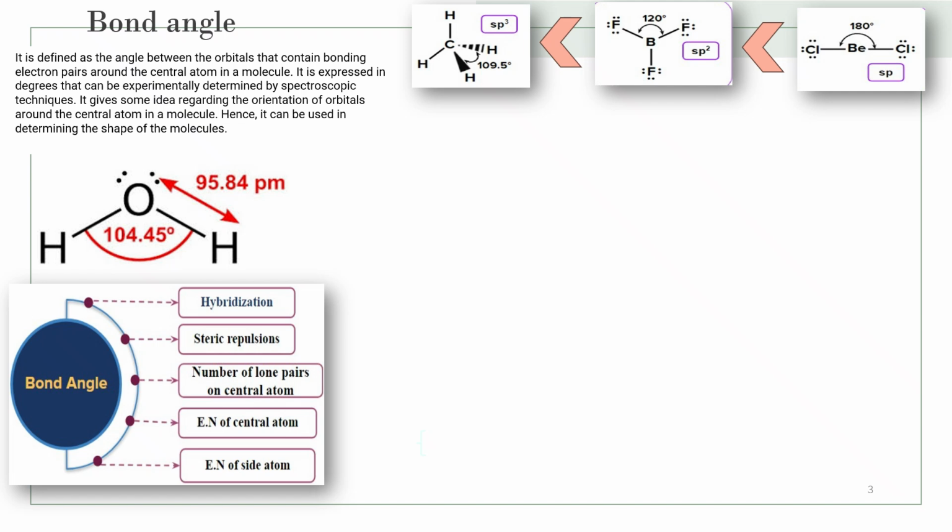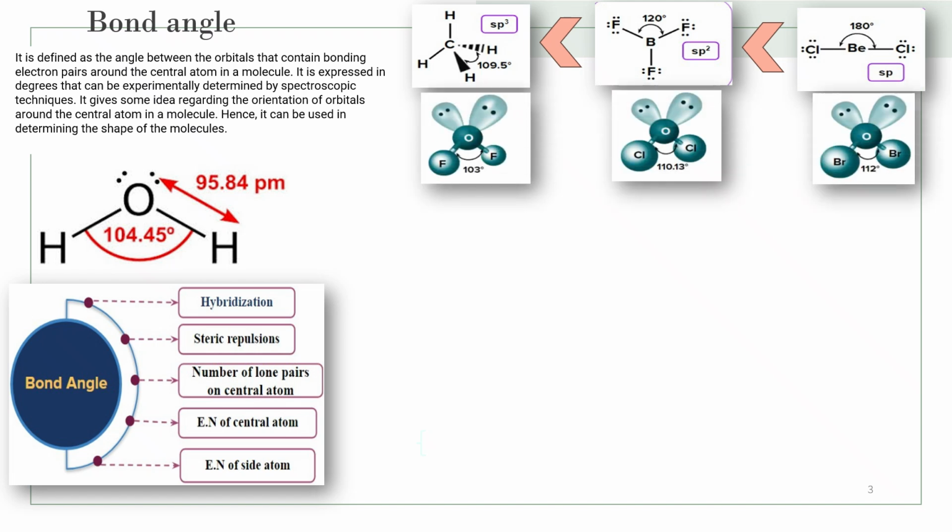So here, with the same hybridization, bond angle increases with an increase in steric repulsion of side atoms. The molecule shows the same hybridization, but if the steric repulsion increases, the bond angle also increases. Now see this example: the oxygen atom is attached to three different types of halogen atoms, fluorine, chlorine and bromine. So now the increasing order of this molecule's bond angle is this.